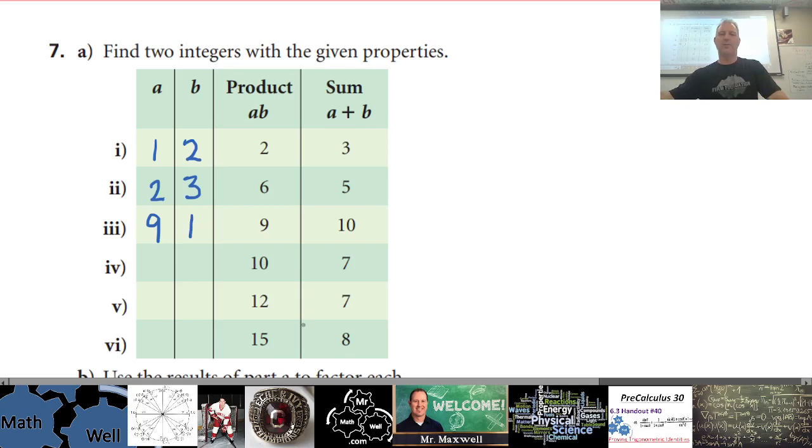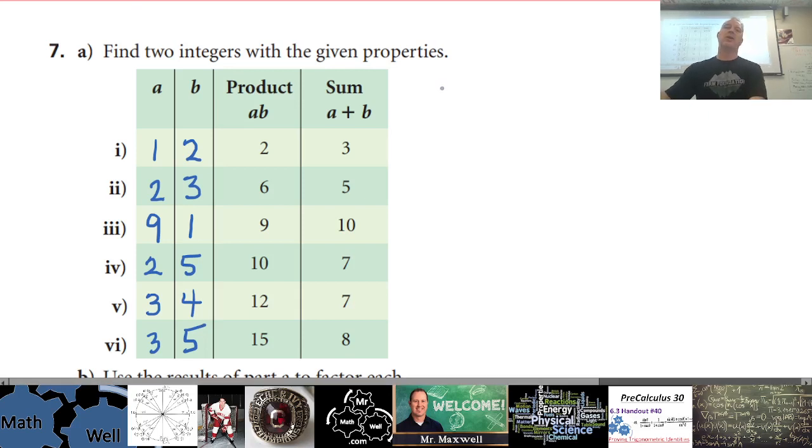These are all easy, they're all positive, eh? The tricky ones come when they're negative, but what about 10? Yeah, 2 and 5, or 5 and 2. Multiply to 10, add to 7. Multiply to 12, add to 7. 3 and 4, very good. Multiply to 15, add to 8. Yep, 3 and 5. Perfect.